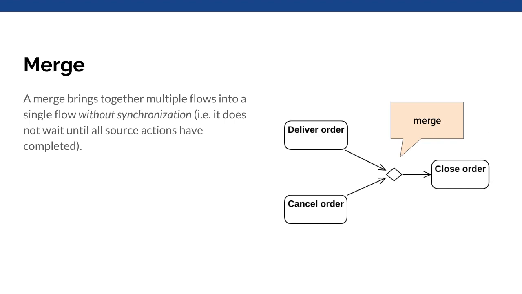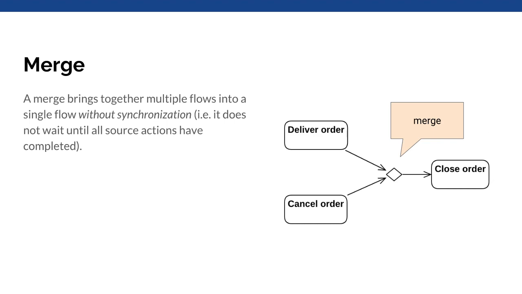Like the decision notation, a merge is depicted as a diamond. The difference is that, in a merge, there are several incoming flows and only one outgoing flow. In this example, the source actions are deliver order and cancel order. The target action is close order.